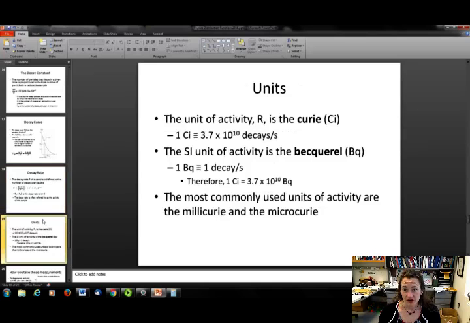The units of radioactivity are curies or becquerels, named after people who were pioneers in the field of radioactivity. The SI unit of activity is the becquerel, which is 1 decay per second. But a lot of samples are so very radioactive that that's just not a decent enough number, so the curie is there for the really, really radioactive stuff. 1 curie is 3.7 times 10 to the 10th becquerels.